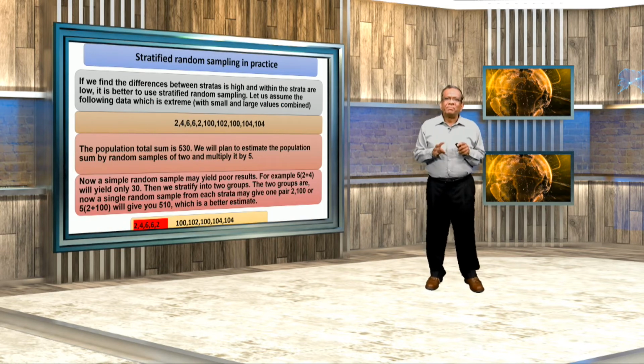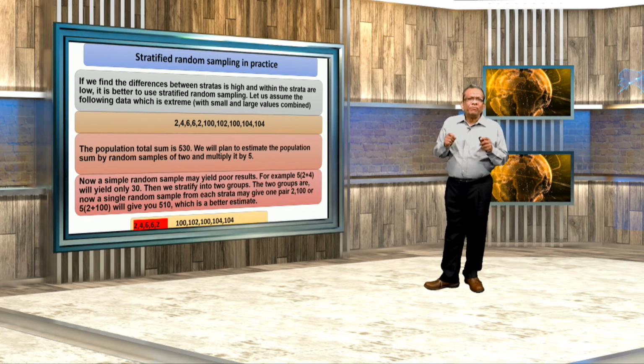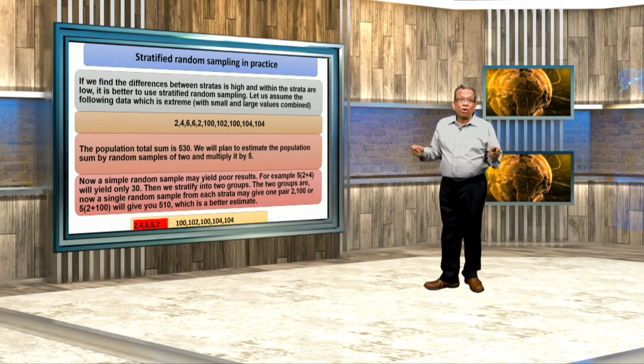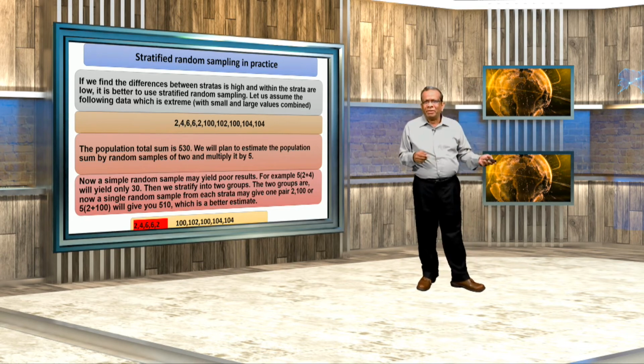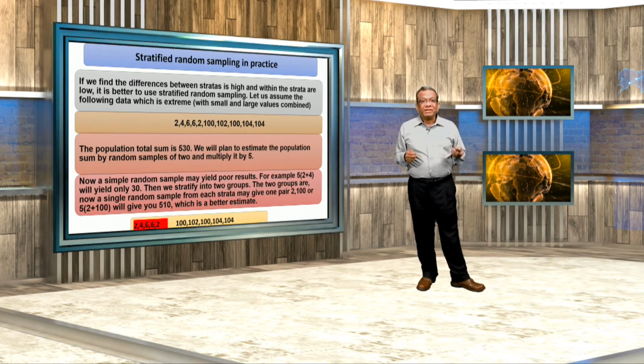Stratified random sample in practice. If you find the difference between the strata is high and within the strata is low, it is better to use stratified random sampling. Let us assume the following data, which is extreme, with small numbers and large values. The population total sum is 530.